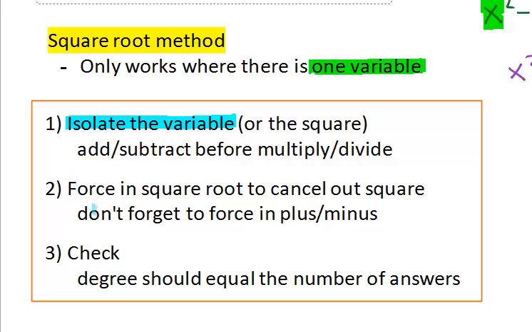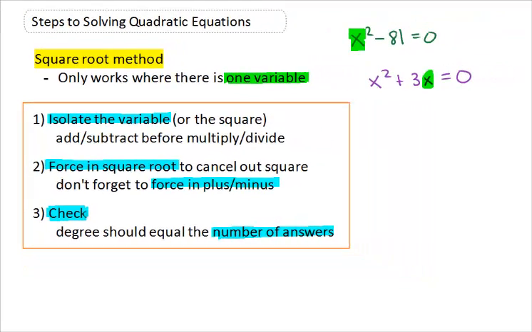Step number 2, to get rid of that square, you force in the square root. Now don't forget that principle that you just learned. If you force in a square root, then you must also force in both a positive and a negative. At this point, you should be able to solve for your variable by completely isolating the variable, and then you're on to your last step, which is to check. Make sure you have the correct number of answers, and make sure that those answers check completely out.